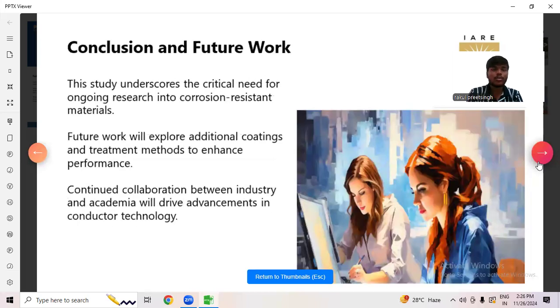Next is conclusion and future work. This study underscores the critical need for ongoing research into corrosion-resistant materials. Future work will explore additional coatings and treatment methods to enhance performance. Continued collaboration between industry and academia will drive advancements in conductor technology. This is conclusion and future work.